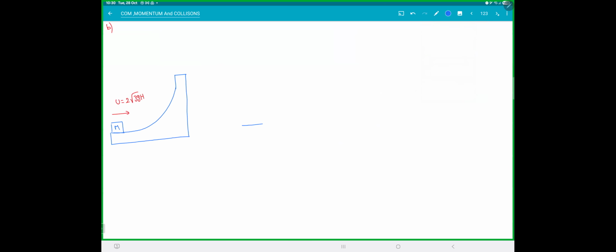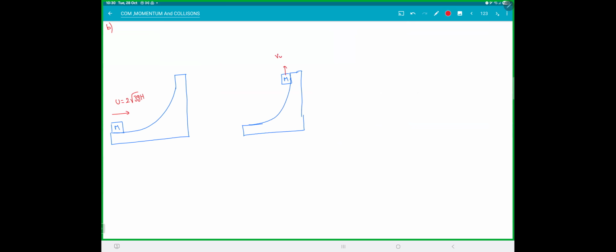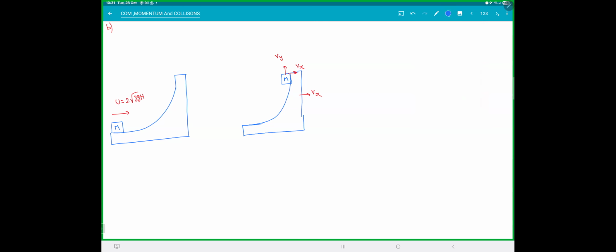This block will reach this position here, M. Now this will have velocity Vy. Now Vy won't be 0, and this will be Vx. The wedge also goes with Vx because we proved it just now that they should have the same horizontal velocity. And this height was h.